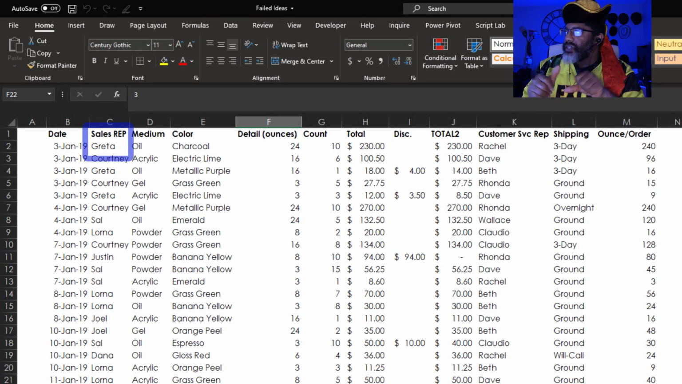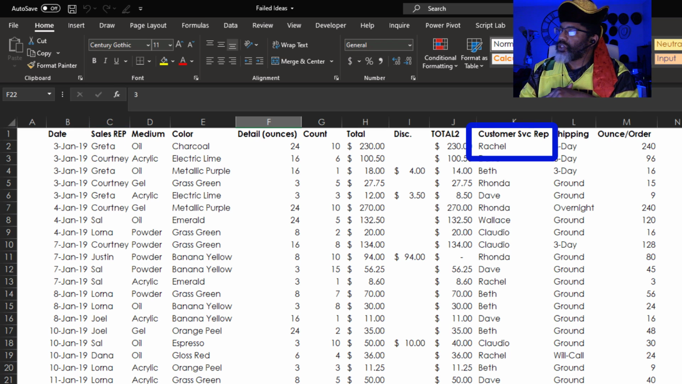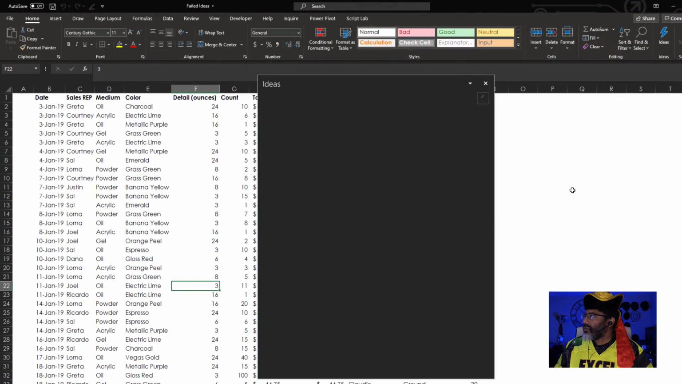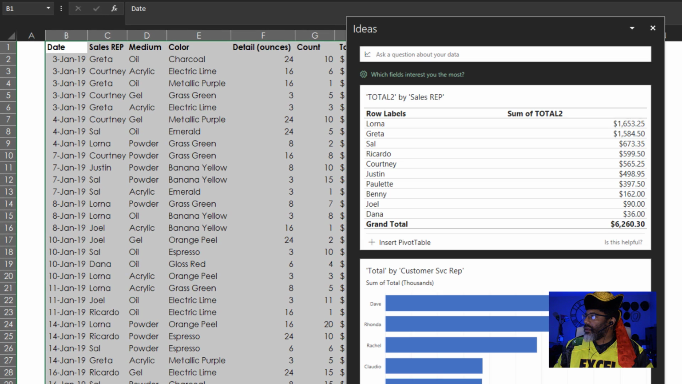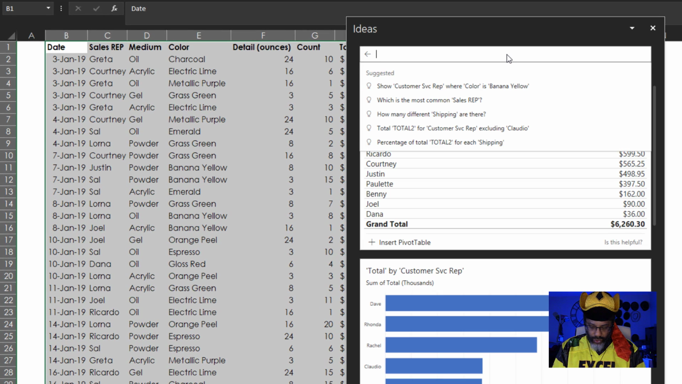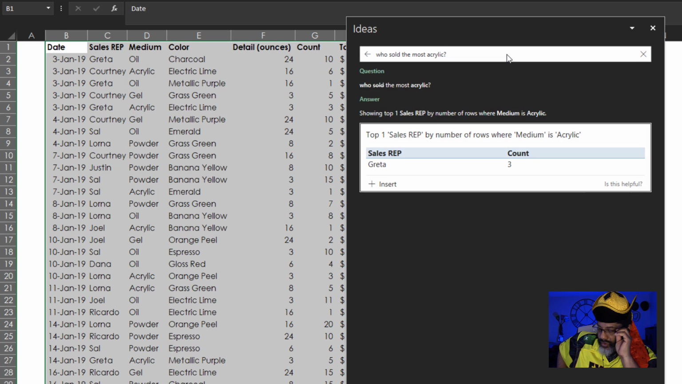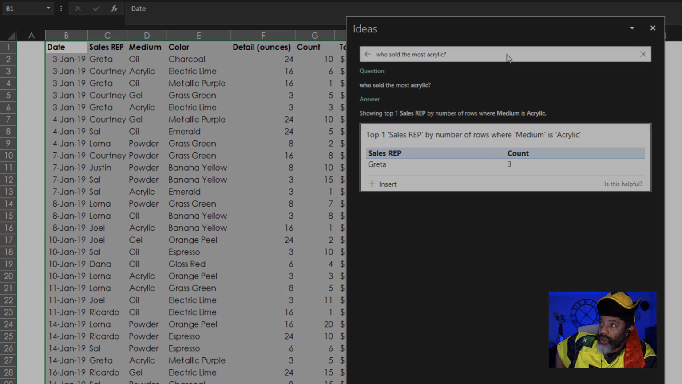Now we've got a lot of data about orders. That first row, Greta's the sales rep. Rachel is the customer service rep who took the order for the color charcoal in the oil medium. 10 jars or tubes. Ideas. Who sold the most acrylic? This is nasty. Who sold the most acrylic?